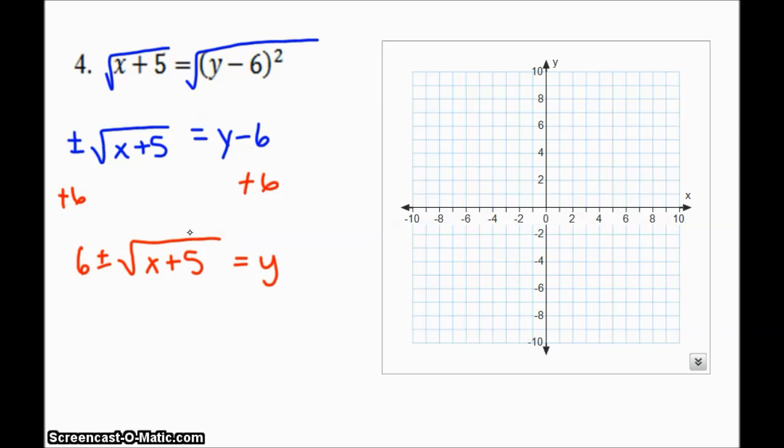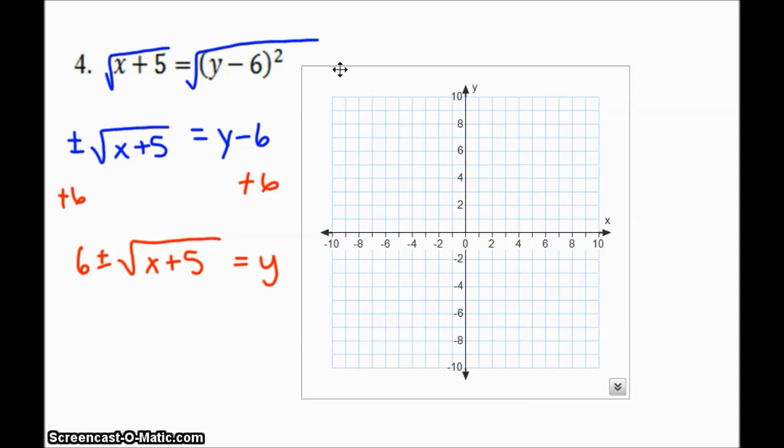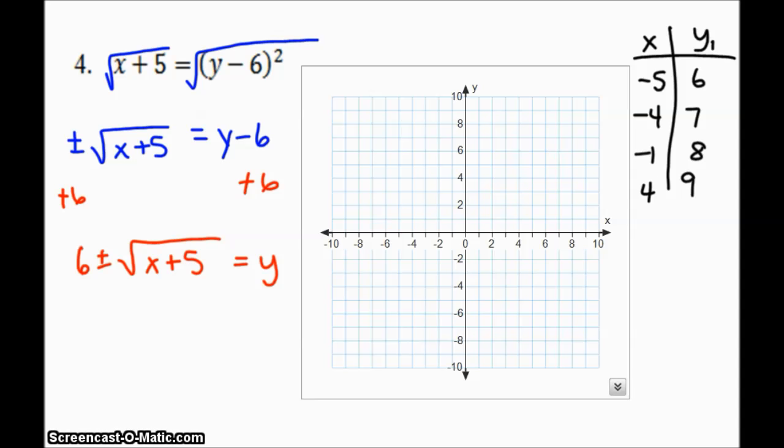Now remember, you have to create 2 tables of values. Okay? So I'm going to move this over. So for the upper side, we're going to have -5, 6, because that's my vertex. You always want to put the vertex first. -4, 7, -1, 8, 4, and 9. Those would be the top half of my parabola.